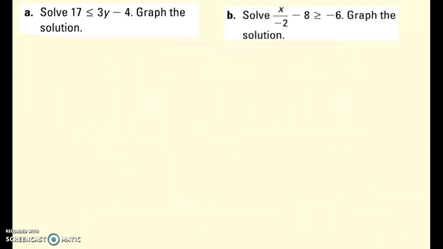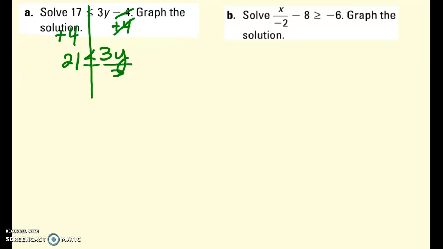This first one says solve 17 is less than or equal to 3y minus 4 and graph the solution. So I'm just going to draw my line on the equal sign. Follow SADMEP, which means I should be getting rid of this 4 first, so plus 4 on both sides. Bring everything down, recopy it after I cross out what cancels. 17 plus 4 would give me 21. Bring down the symbol. Divide by 3 is my last step to get y by itself.